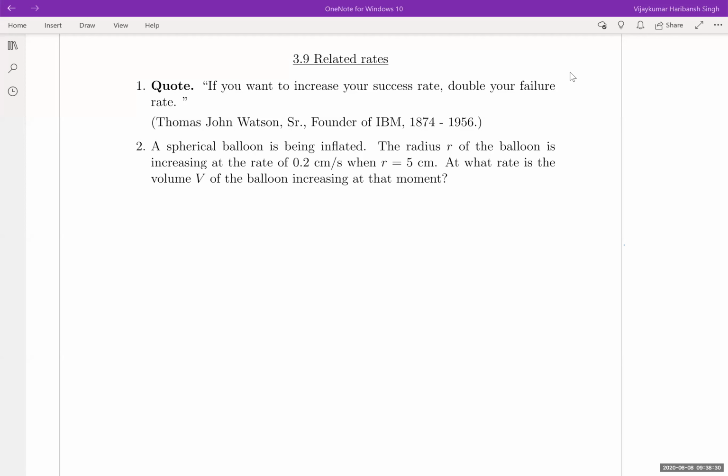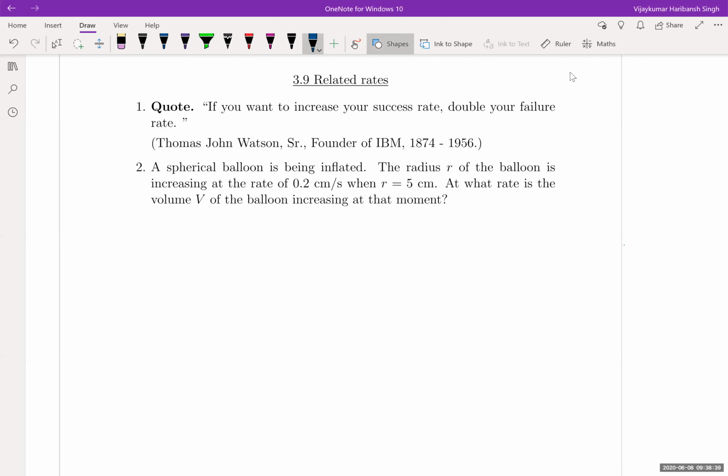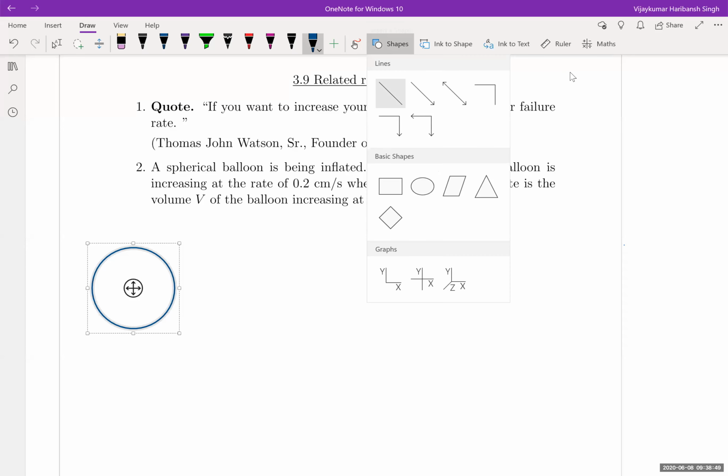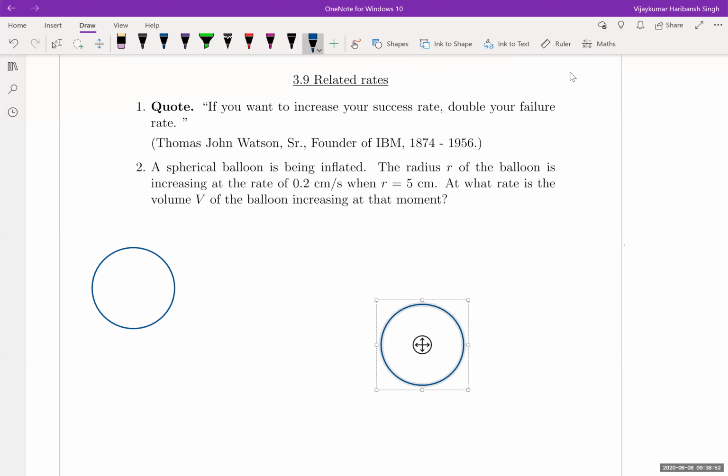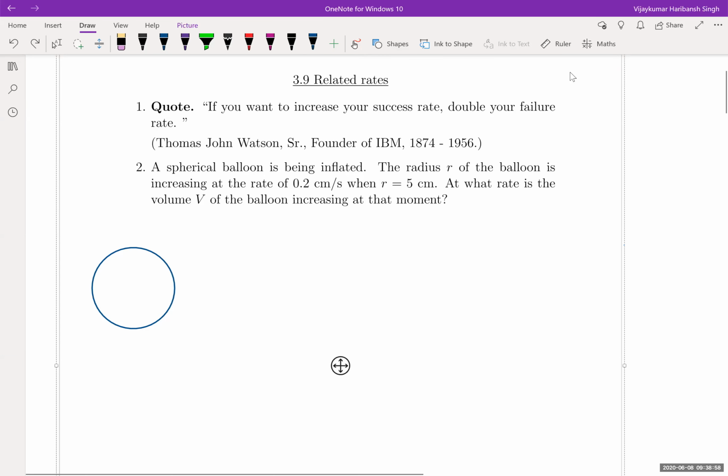So welcome, we are going to discuss related rates. Let's take the following problem as a motivation. A spherical balloon is being inflated. R is the radius of the balloon and it's increasing at the rate of 0.2 centimeter per second when R is 5. At what rate is the volume of the balloon increasing at the moment?